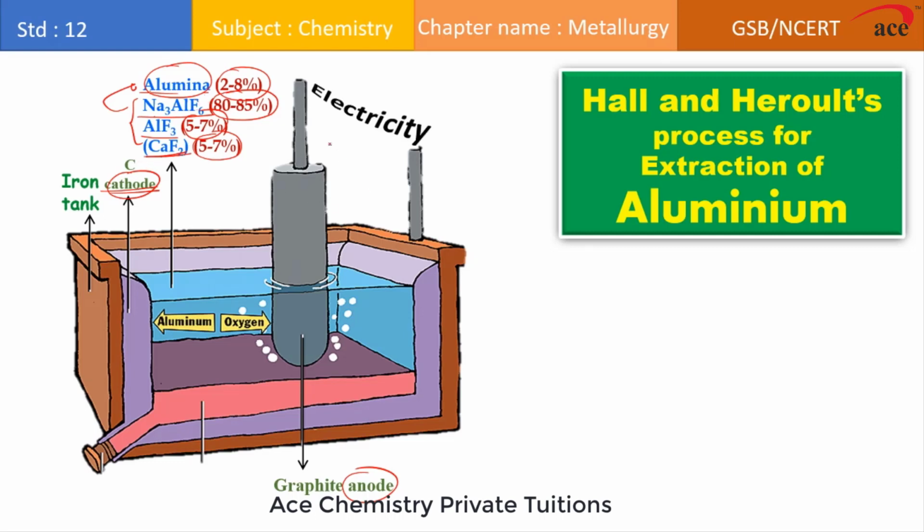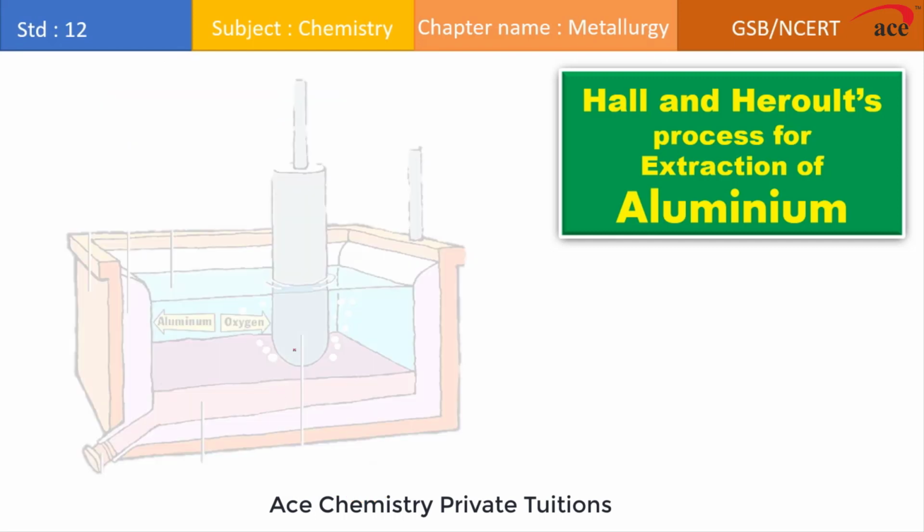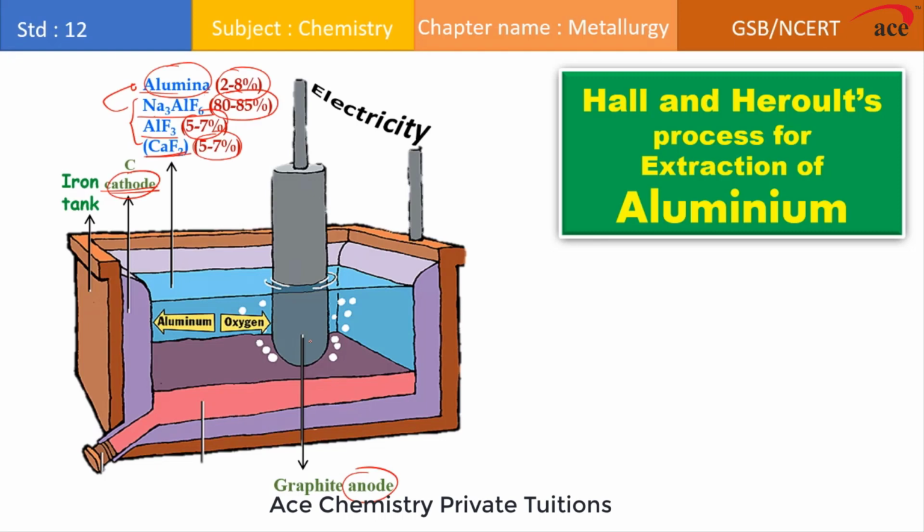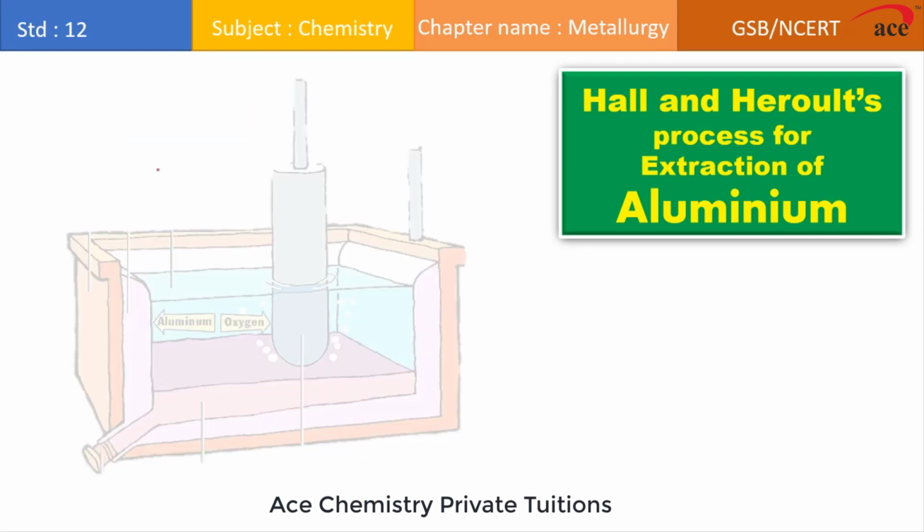Now if you see these two, those are electrodes, which are made up of what? Graphite. They are connected to the opposite terminals and both are made up of the same material. Now let us understand what type of reaction is occurring in this electrolytic cell. Student, we are adding this electrolyte: alumina, that is Al2O3, cryolite, aluminium fluoride and calcium fluoride.